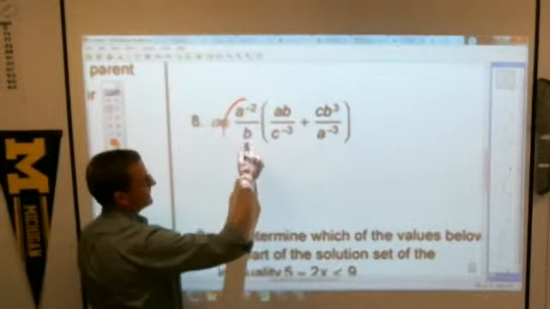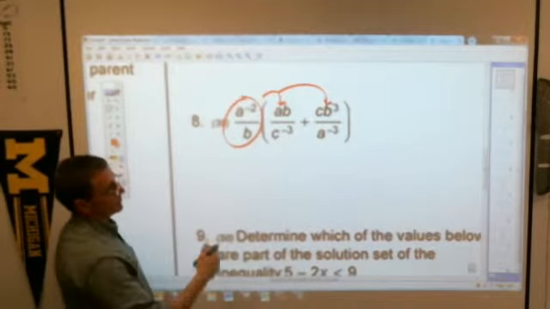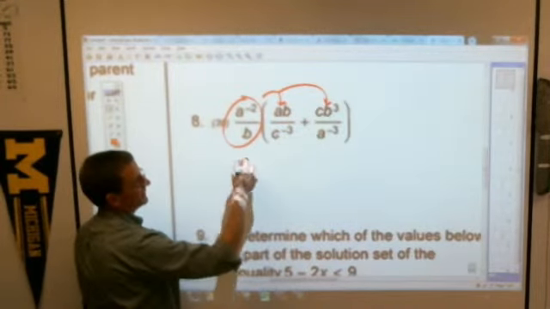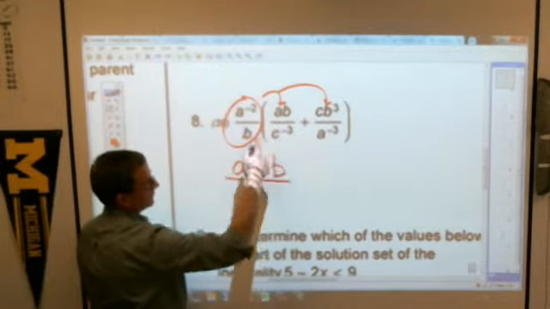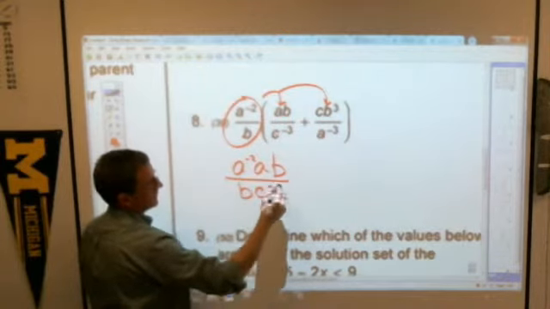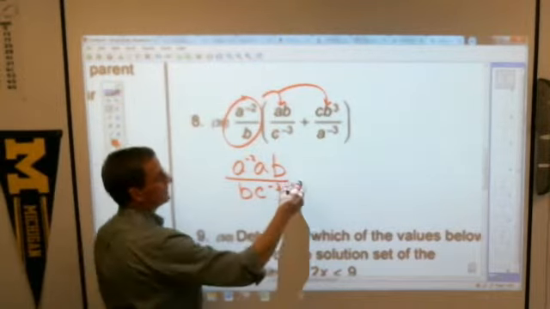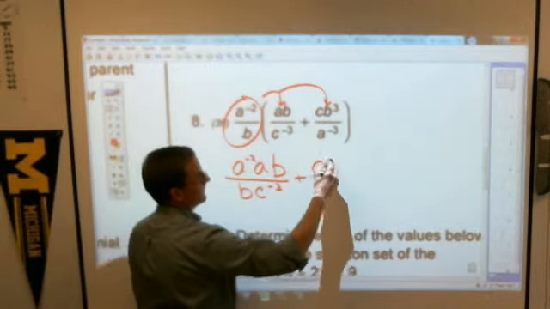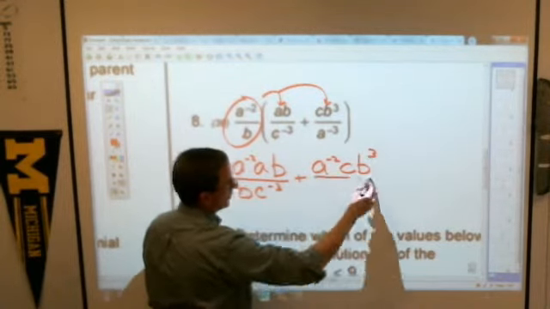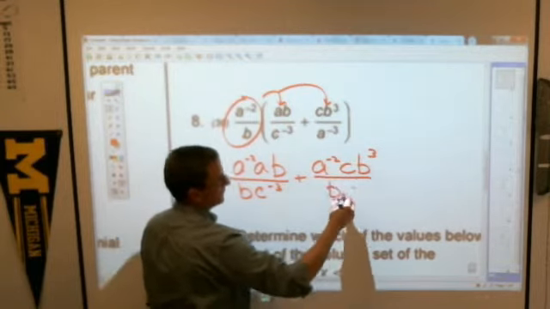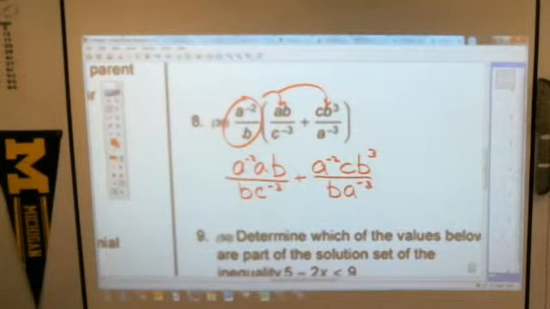So you're going to multiply this times this, and then multiply that times that. So here's what it looks like. This times this: a to the negative 2, a, b, and you multiply that together, over b, c to the negative 3. Now we're going to have to simplify that in a minute, but we'll just keep that. Same thing over here: a to the negative 2 times c, b cubed, over b, a to the negative 3 power. So that's getting rid of the parentheses.